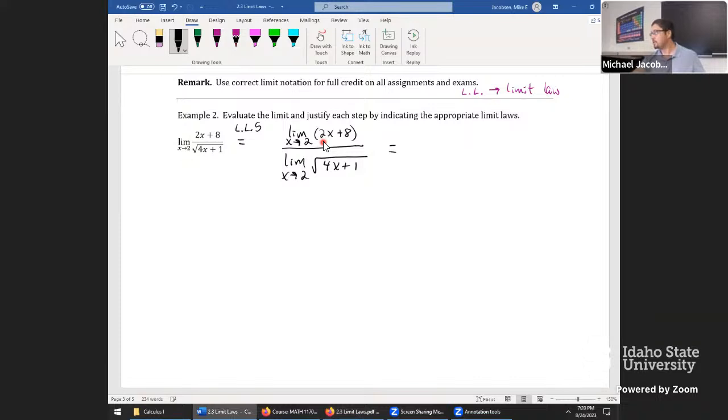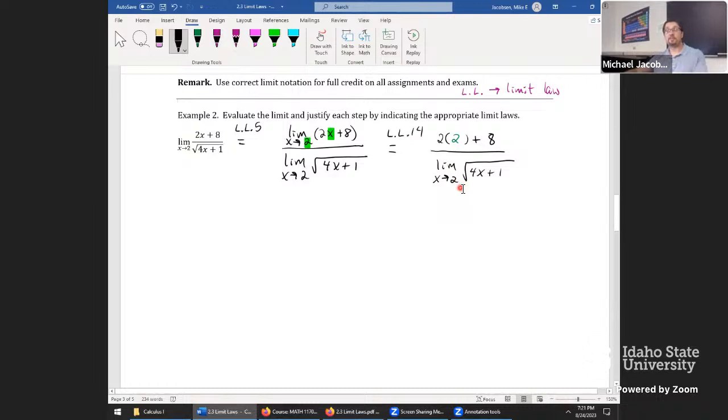So I'll write equals LL 14. I'm going to do just one limit law at a time so it doesn't get too busy here as we describe what law we used. The denominator is now lim x tends towards 2 of root 4x plus 1. And now the numerator becomes 2 times a 2 going in here from the limit and then plus 8. So it's getting better as we go. Now we have to sort out what we need to get through in the denominator. Any questions so far? Yeah, go ahead.